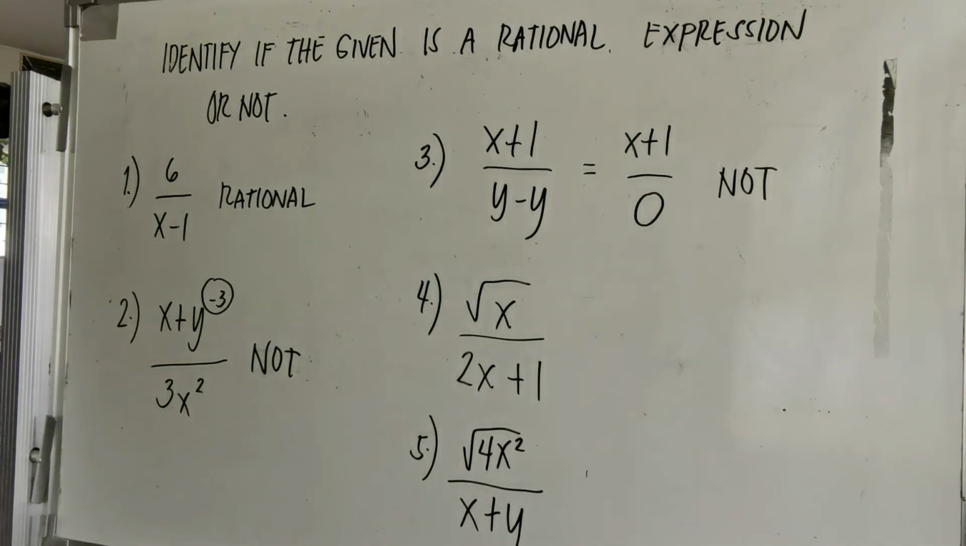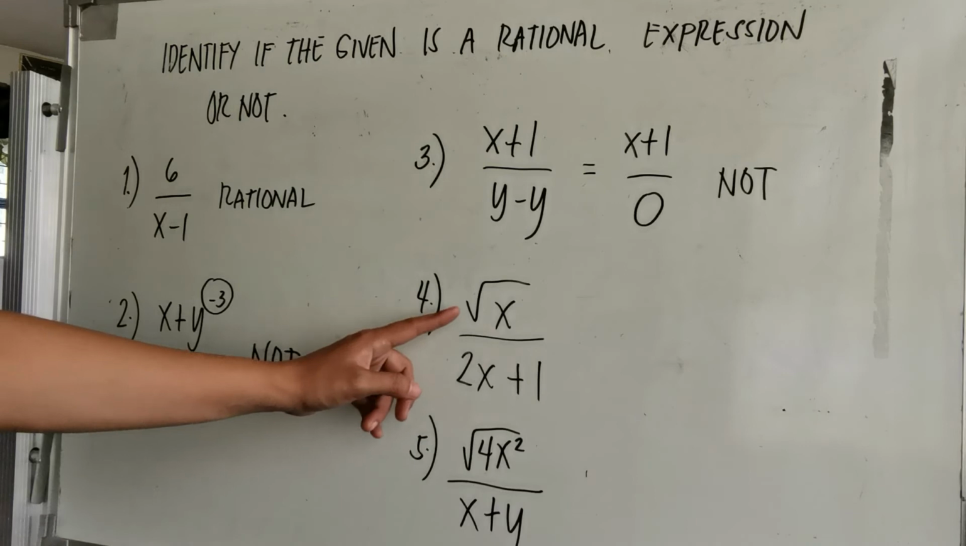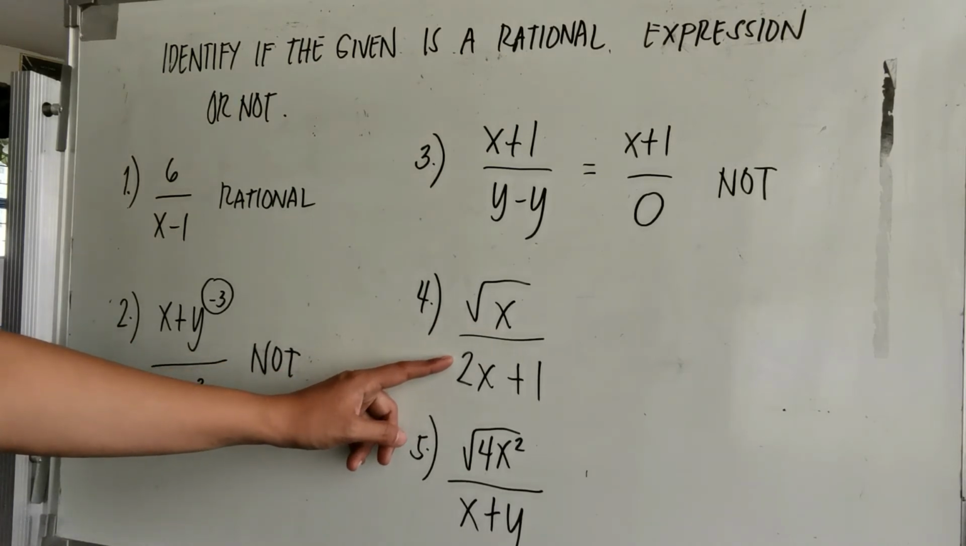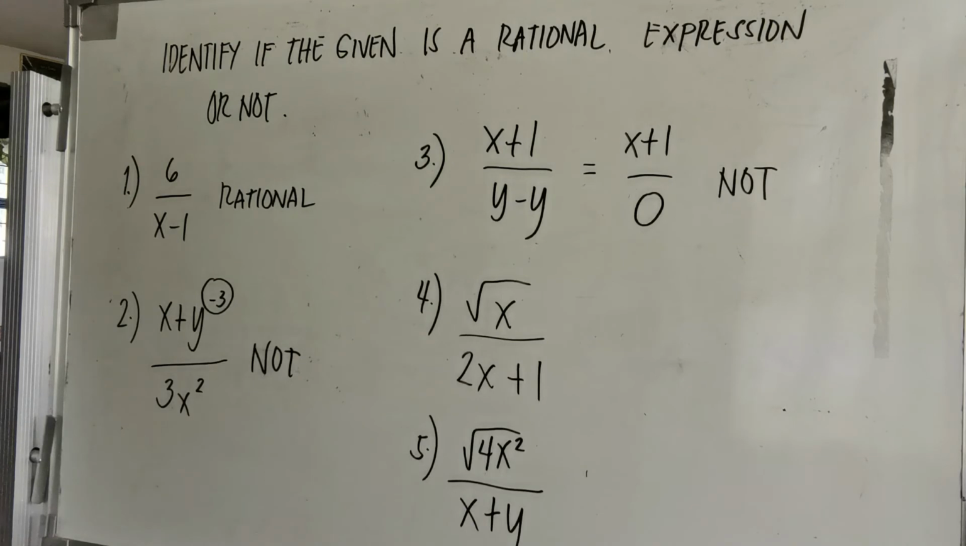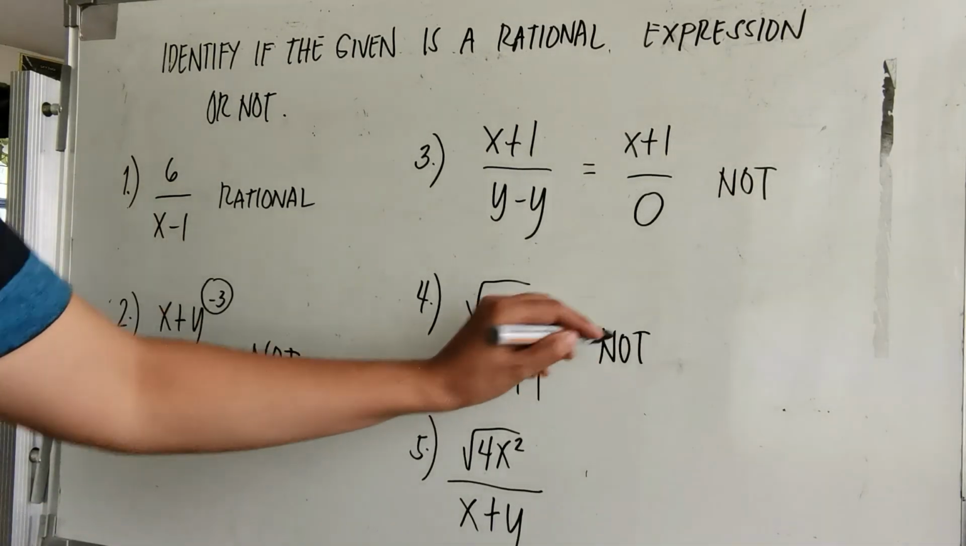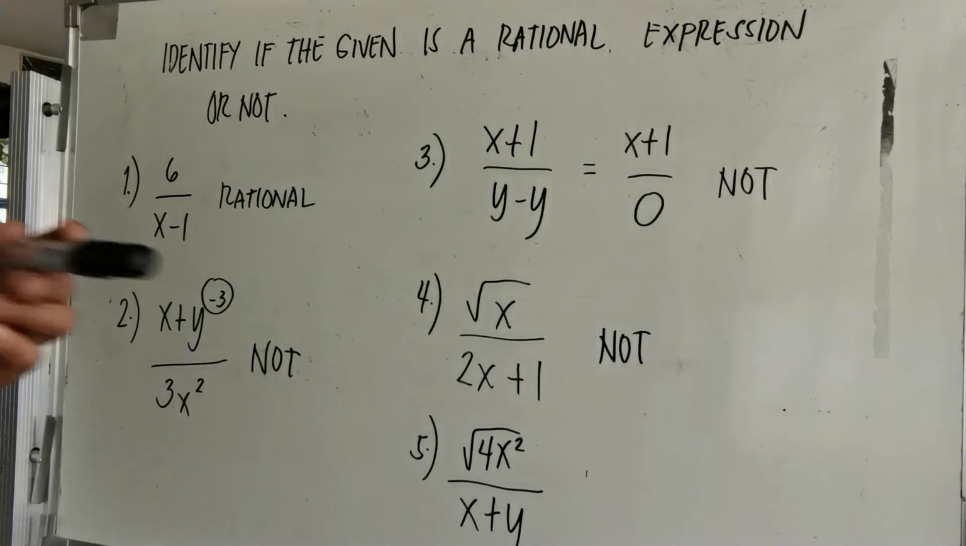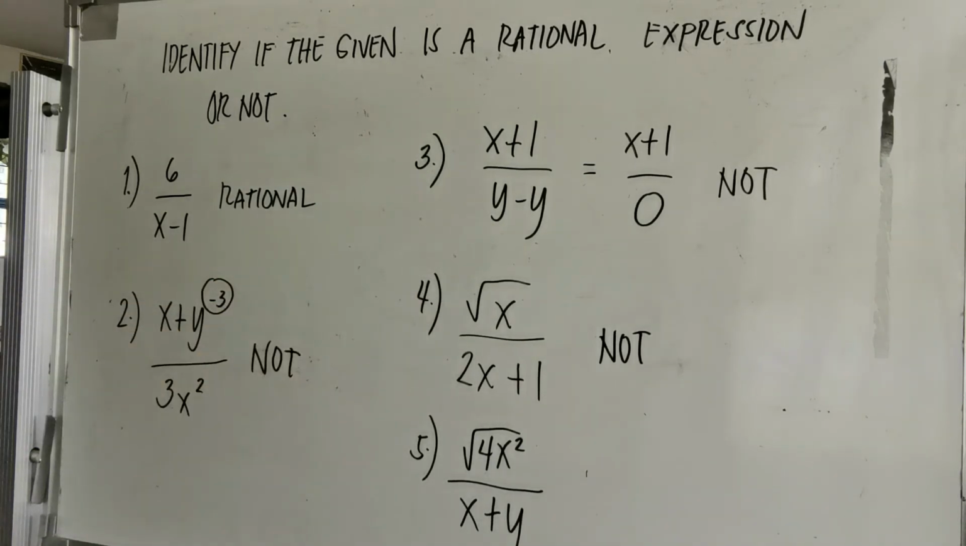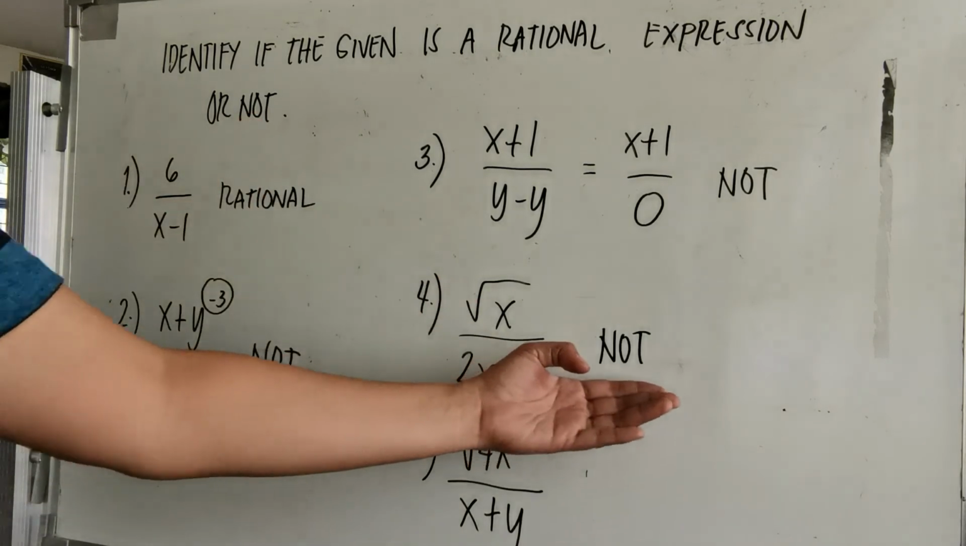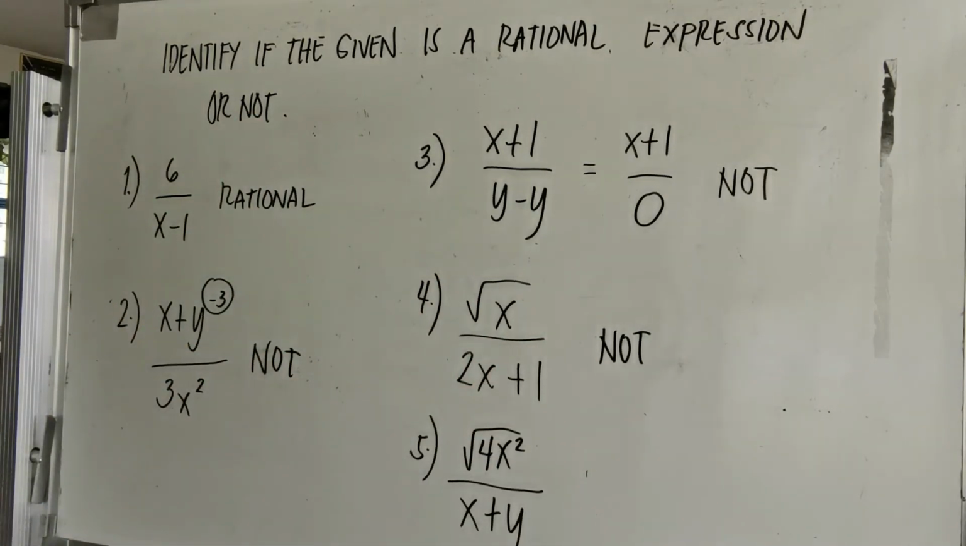Okay? So, let us have number 4. Okay, in number 4, we have square root of x over 2x plus 1. Okay, so this time, kitang-kita na kaagad natin na siya ay not a rational expression. So, ulitin ko, sabi doon, numerator and denominator should consist of polynomials. So, meron tayong radical dito sa numerator, kaya automatic na ang ating number 4 ay not rational expression na kaagad. Okay? So, I hope malinaw yon.